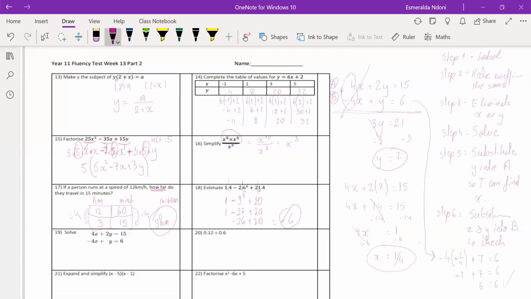Question 20. It's a division by decimals. We know that's not possible, so let's use our fraction skills to help ourselves. We make equivalent fractions. Our aim is to have an integer. So we multiply both of them by 10. 0.12 multiplied by 10 is 1.2. Then we do bus stop.